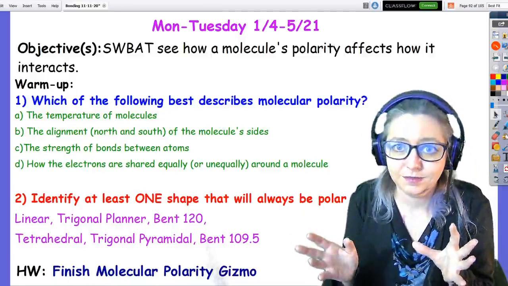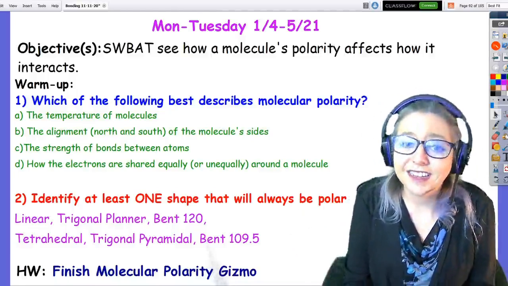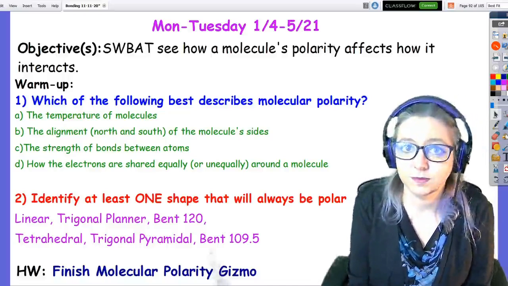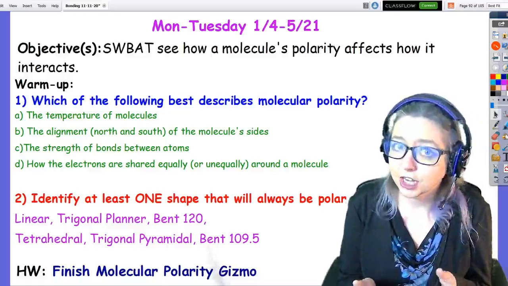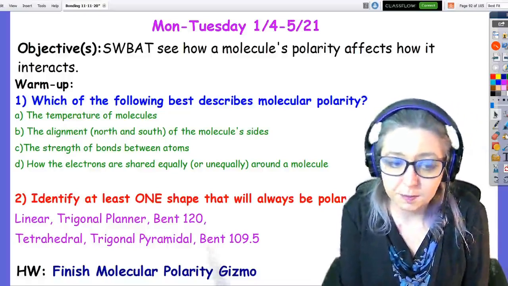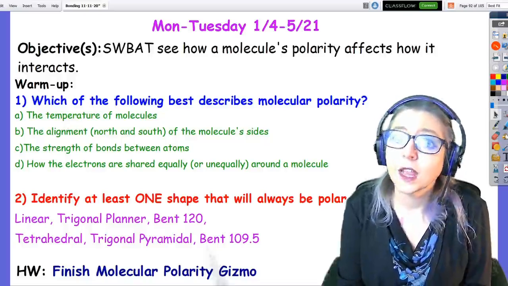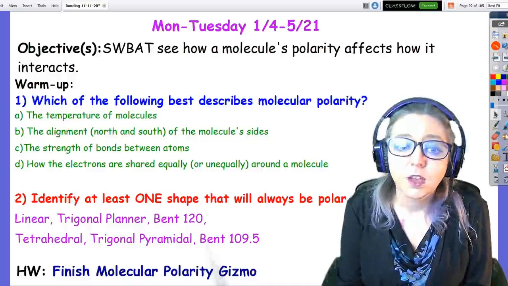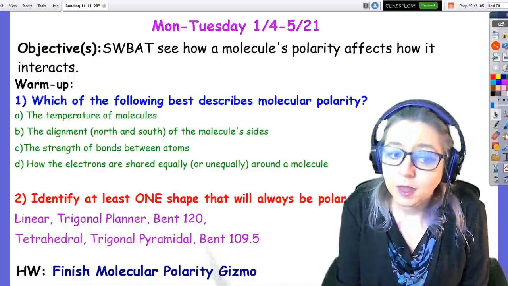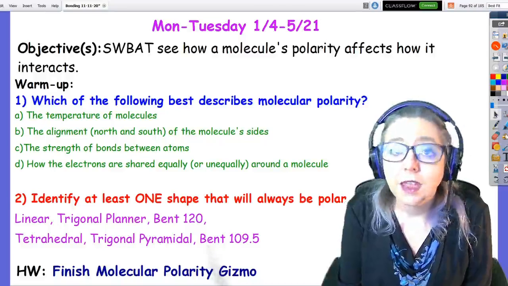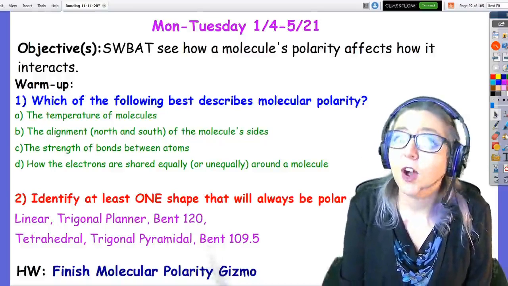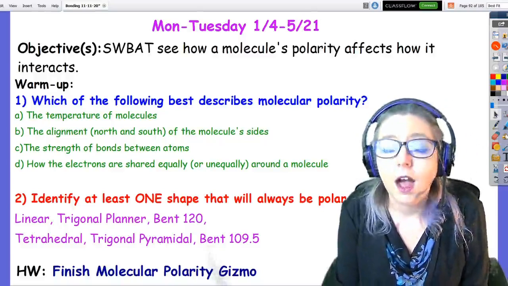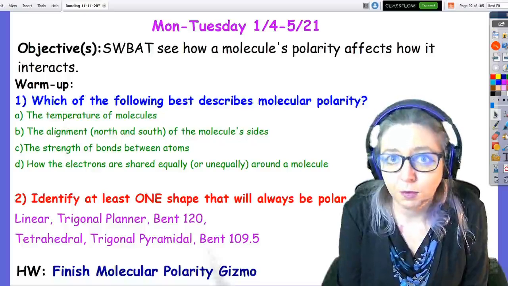Next, I asked you to identify at least one shape that will always be polar. So remember, we had 6 different shapes, and I listed them all for you in the warm-up. 3 of these cannot make a non-polar shape. So my bent 120, my trigonal pyramidal, and my bent 109.5 all have lone pairs. And remember, a lone pair automatically makes your shape polar.